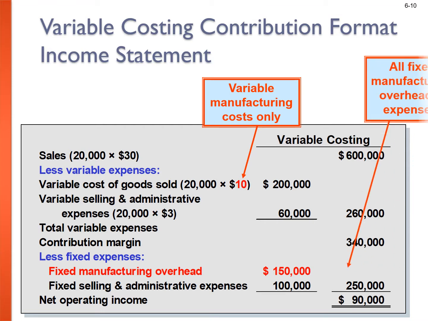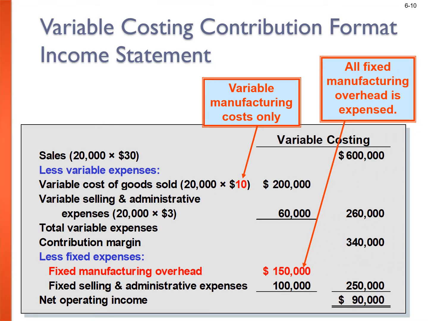Under variable costing, the sales would be 20,000 units times $30. We would subtract the variable cost of goods sold, which is 20,000 units times $10 each. Remember, we only include variable manufacturing overhead in determining the variable cost of goods sold. The variable selling and administrative expenses would also be subtracted in a contribution format income statement, because remember, that's sales less variable costs. So we would subtract the 20,000 times $3 for variable selling and administrative expenses.